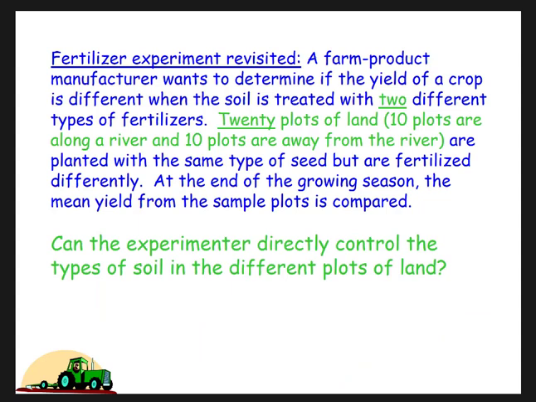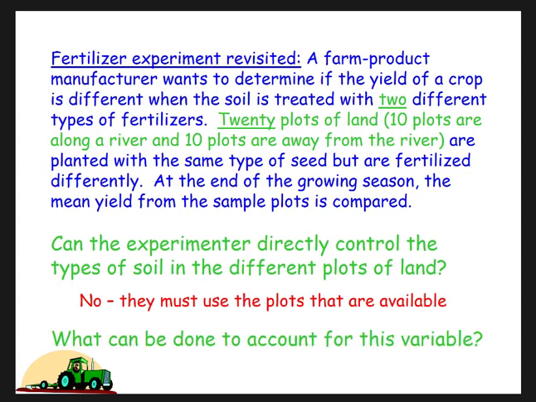Can the experimenter directly control the types of soil? No, they cannot. They can test the soil and select plots that are similar, but they can't directly change the soil itself. What can be done to account for this variable? Well, you could prep the plots. It would take years of fertilizing and prepping the plots ahead of time to get them the same, or you could just sample several plots and pick the 15 that are closest in soil composition.